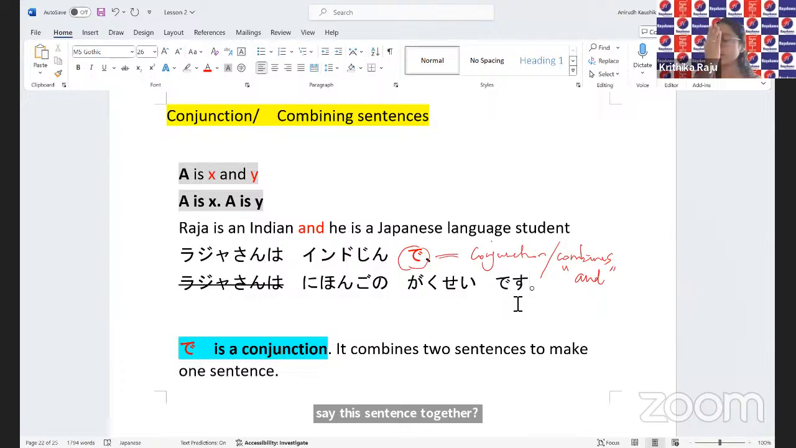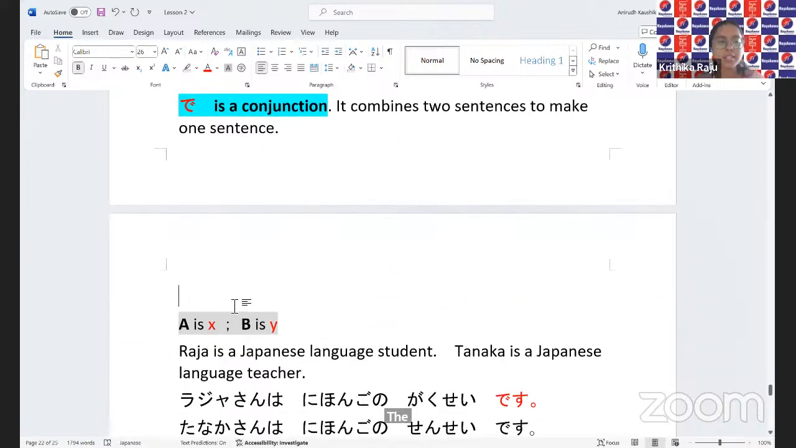Raja-san wa Indojin de Nihongo no gakusei desu. Yes. Okay. Raja-san wa Indojin de Nihongo no gakusei desu. So this is one person, Raja-san, having two qualities, being an Indian and being a Japanese language student. Let's look at more such examples.